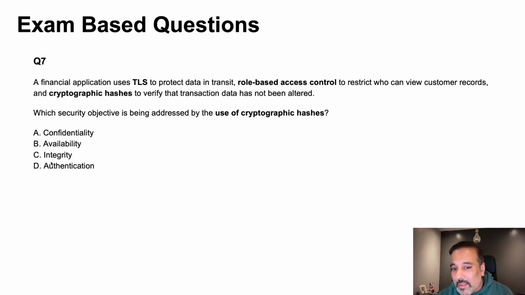Normally there is a trap here: encryption and hashing are often confused. Hashing does not hide data. It's a one way function, so the best answer over here is integrity.